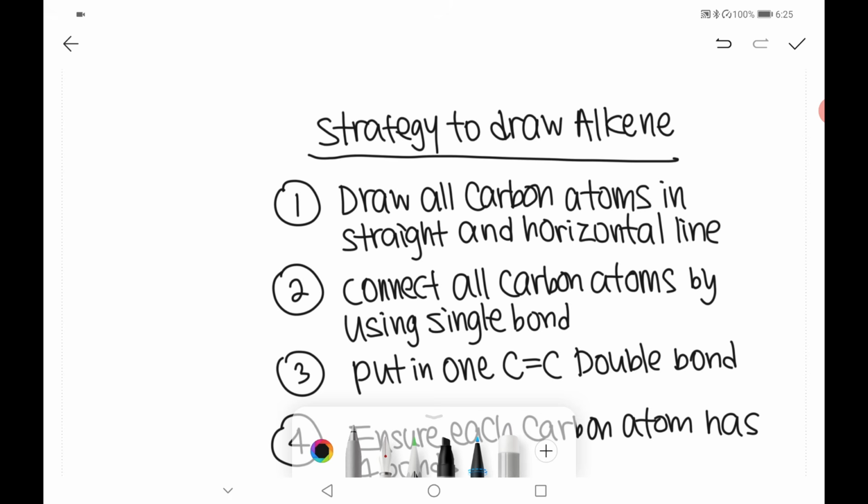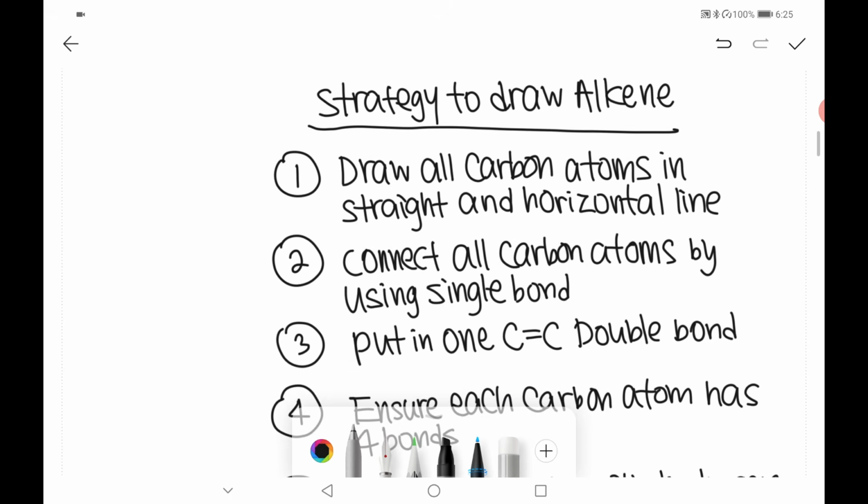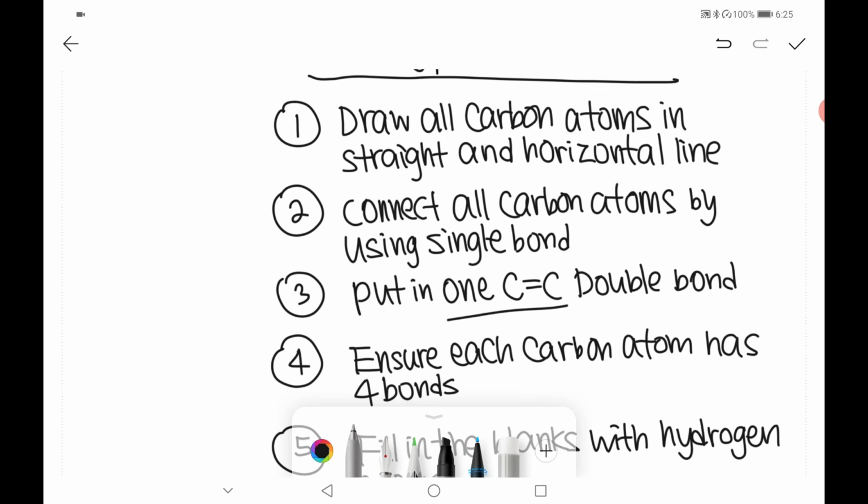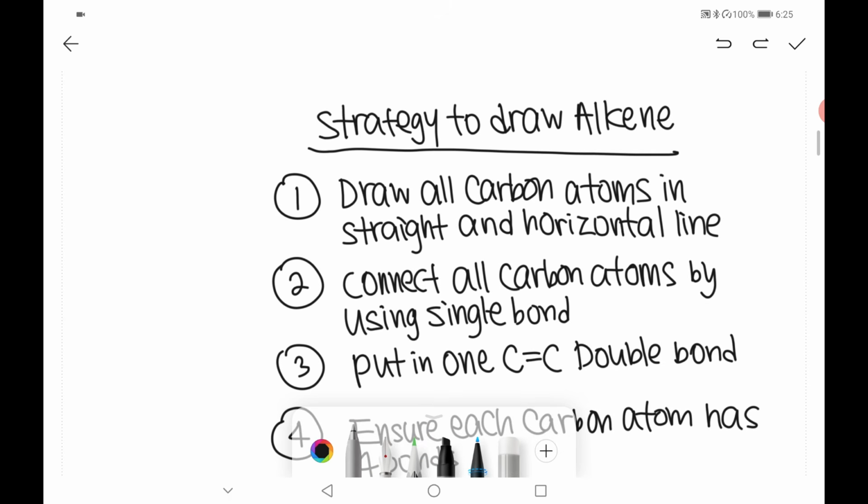So after that, you need to connect all the carbon by using single bonds. Use single bonds to join all the carbon together. All right. So after that, we need to put in 1 carbon-carbon double bond. Alkene only has 1 carbon-carbon double bond.